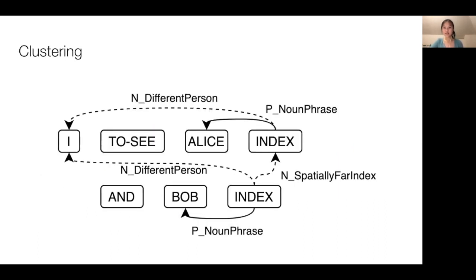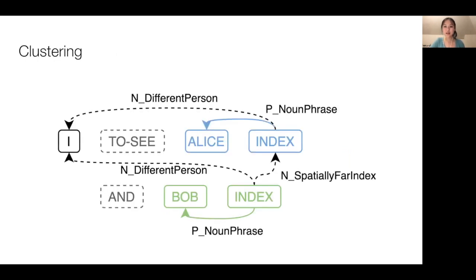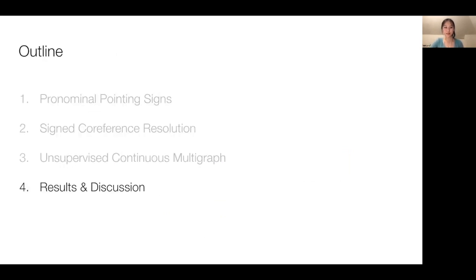We apply one nearest neighbor clustering on the obtained multigraph to identify the coreferent signs. For every sign, if it has at least one edge to another sign where the sum of the edges is strictly positive, then this sign is coreferent to the sign whose sum of edge weights is maximal. Finally, I will discuss the results of our model on signed coreference resolution.